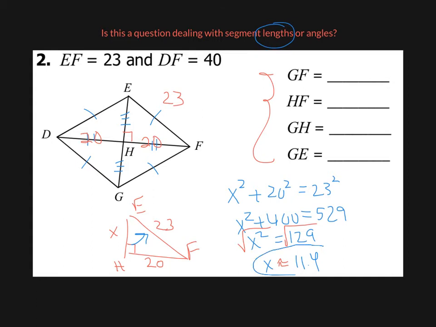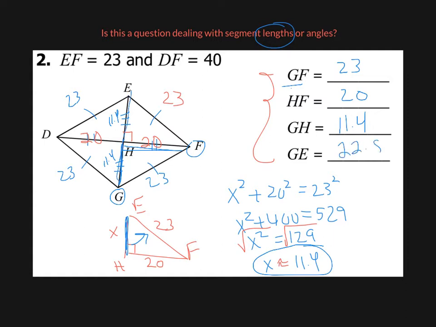Okay, so what I end up with for x is 11.4. Now where is that? That's this piece right here, which is this piece right here, which is this piece right here. I also know that this is 23 all the way around, so I think we can answer just about anything at this point. So from G to F, it's obviously 23. From H to F, it's right here, it's obviously 20. From G to H, it's right here, it's 11.4. And from G all the way to E is two 11.4s, and that's going to be 22.8.